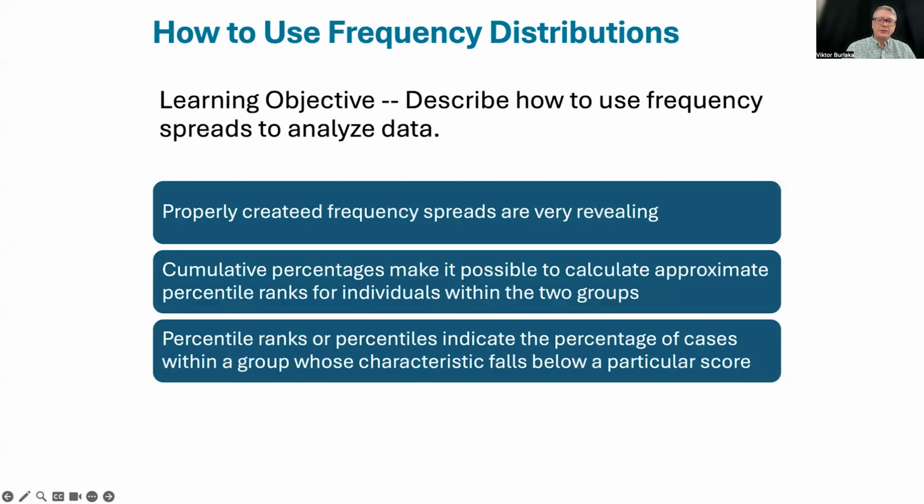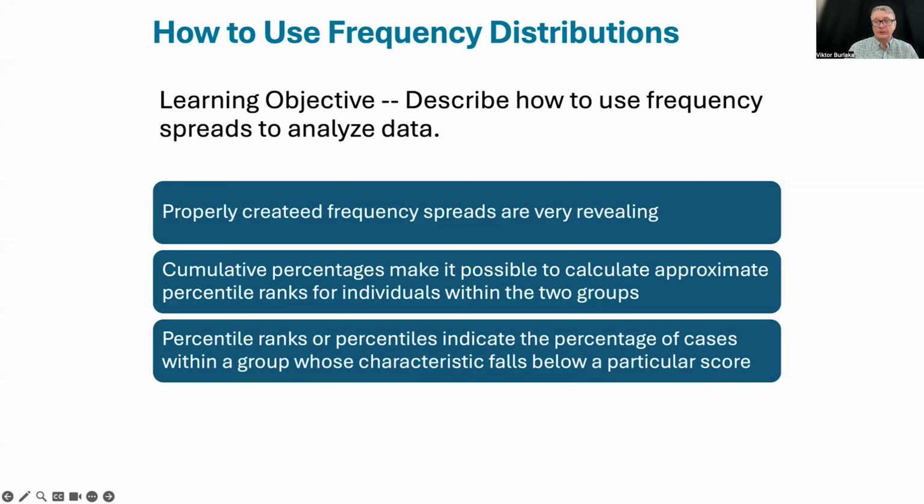So, why do we care about frequency distributions? Properly constructed frequency distributions can be incredibly revealing. They help us see patterns in the data that we might miss otherwise. For example, if we know the cumulative percentage of clients who are under 40, we can use that information to create programs that better serve that demographic. Frequency distributions can also help us calculate percentile ranks, which show how an individual compares to the rest of the group.